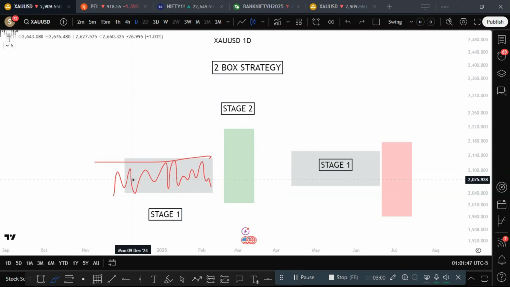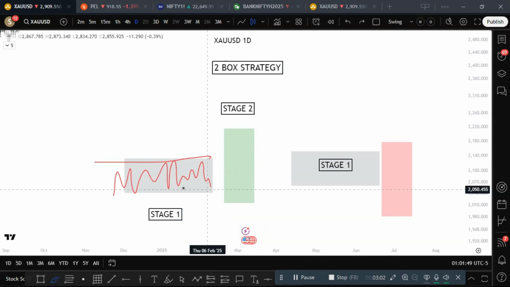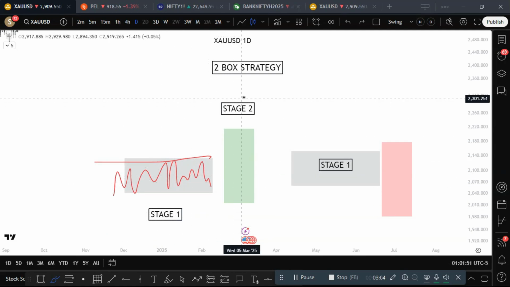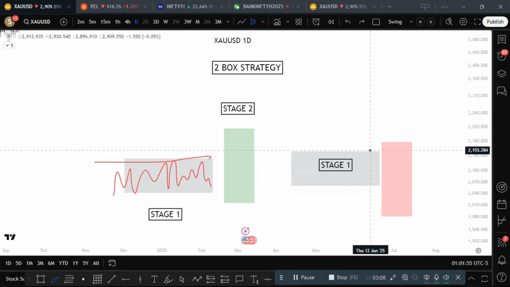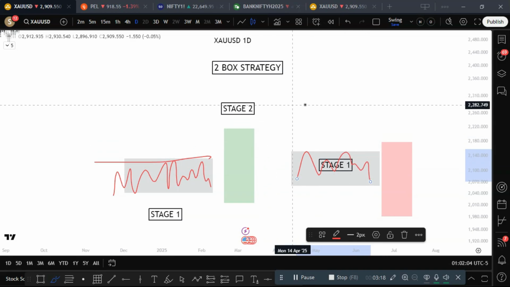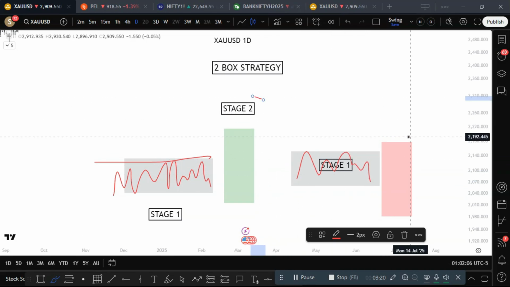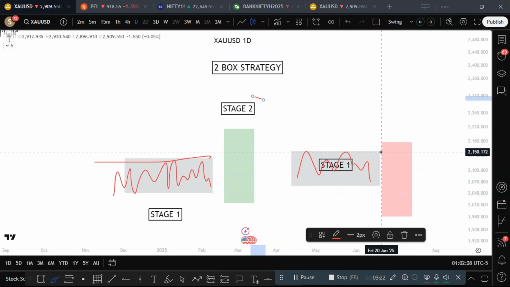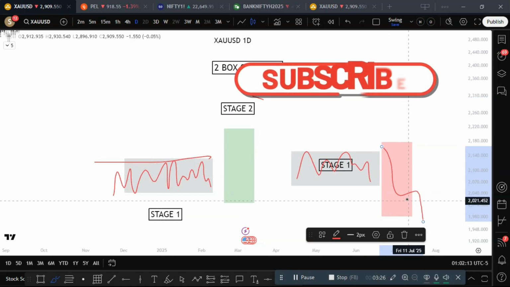So this is the bullish example. Price is sideways, so we will do nothing, and then when stage 2 begins to happen, we will place our entries. And this is the bearish example. Price is sideways, we will do nothing, we will simply wait for stage 2 to happen, and when stage 2 begins to happen, we will place our trades and we will capture the move.